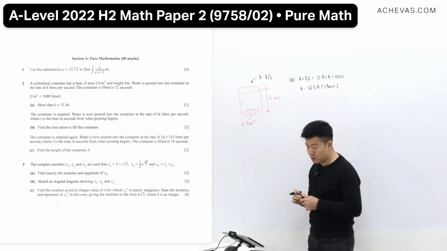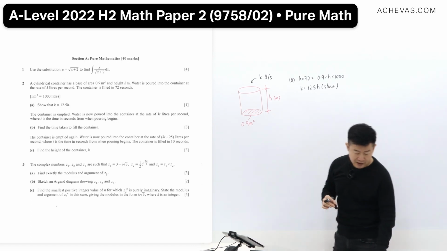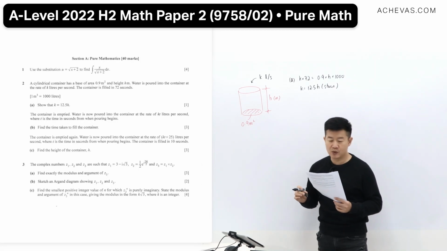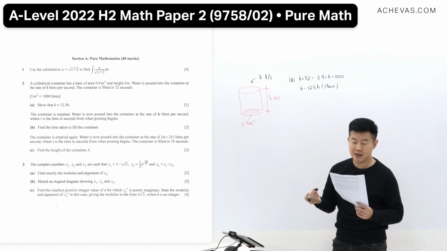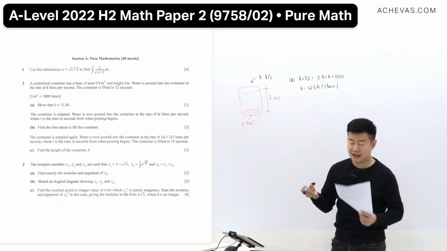Next, the question went on to say that the container is emptied and we are going to be pouring water into the container again, and this time it is going to be at a rate of kT liters per second, where T is the time taken for the water to be filling, in seconds.